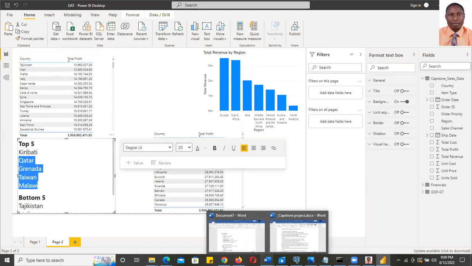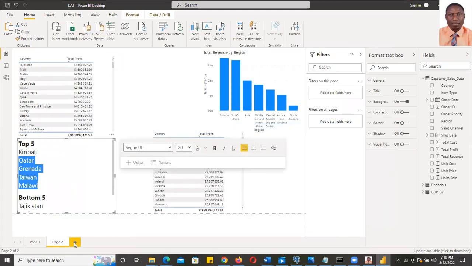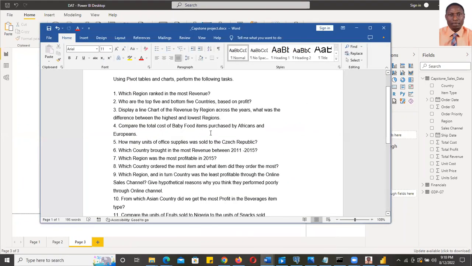Okay, so next one: display a line chart of revenue by region across years. What was the difference between the highest and lowest regions? So let me open a new page. So we are asked to display a line chart across region, revenue by region across years.